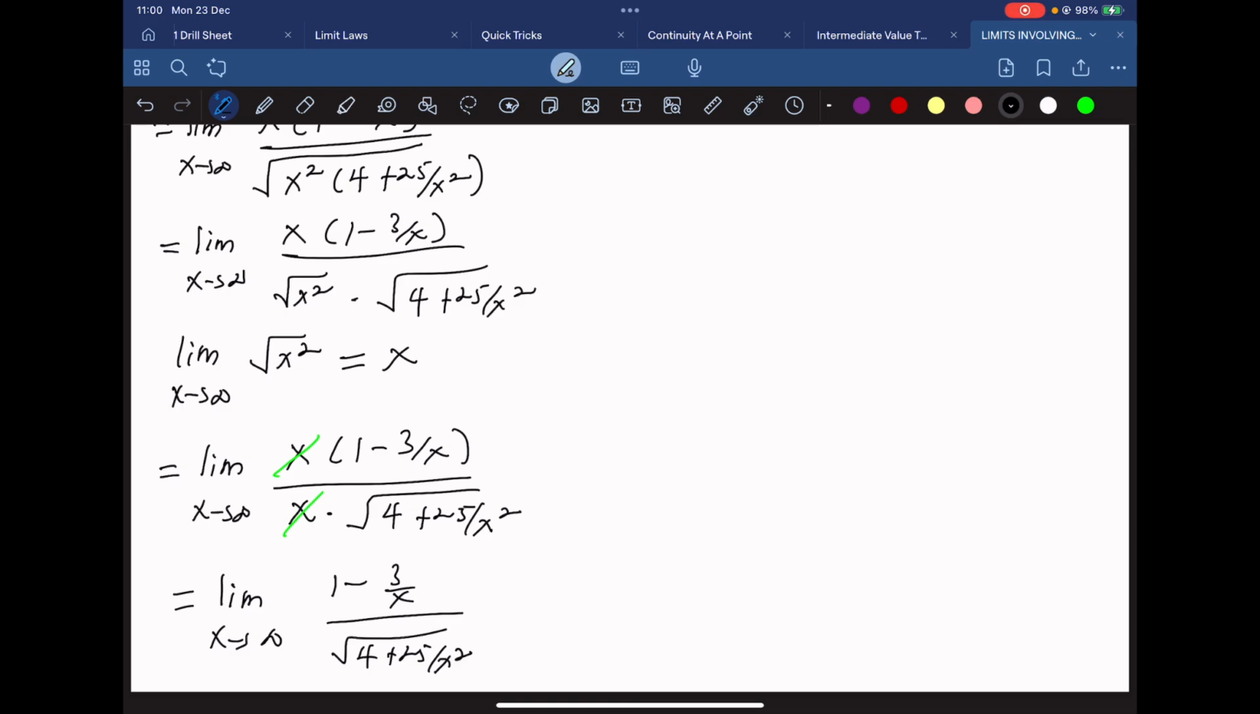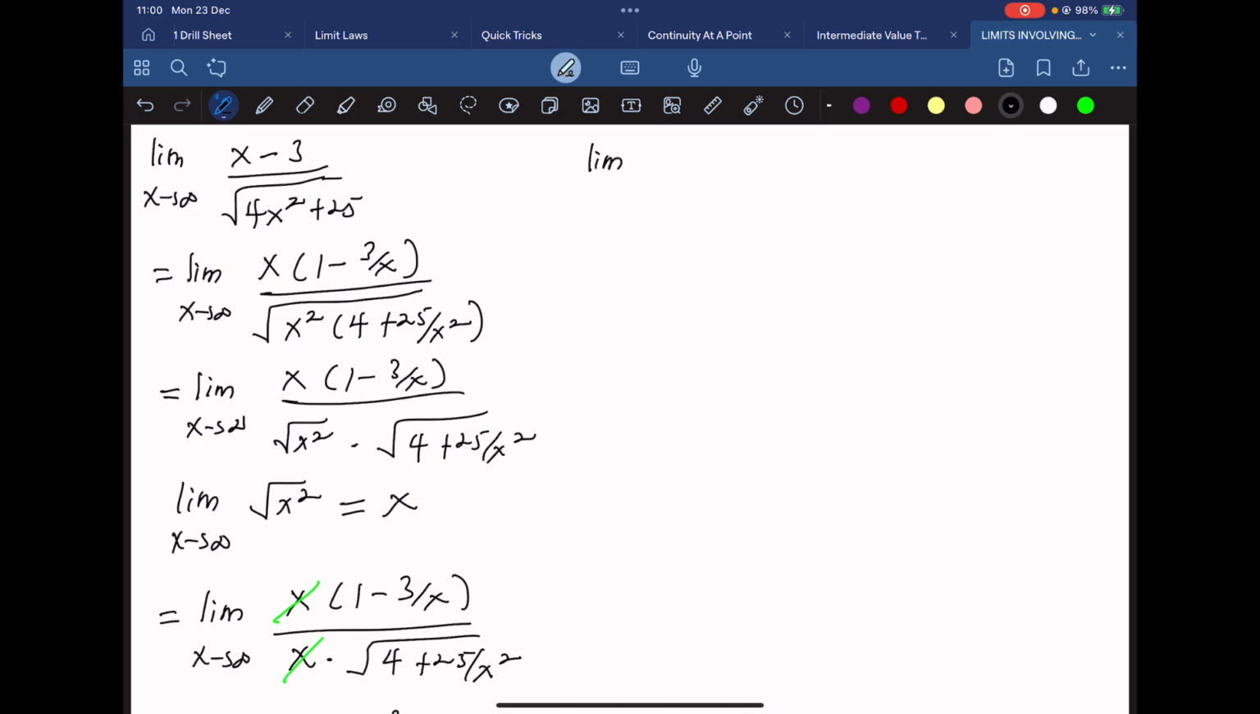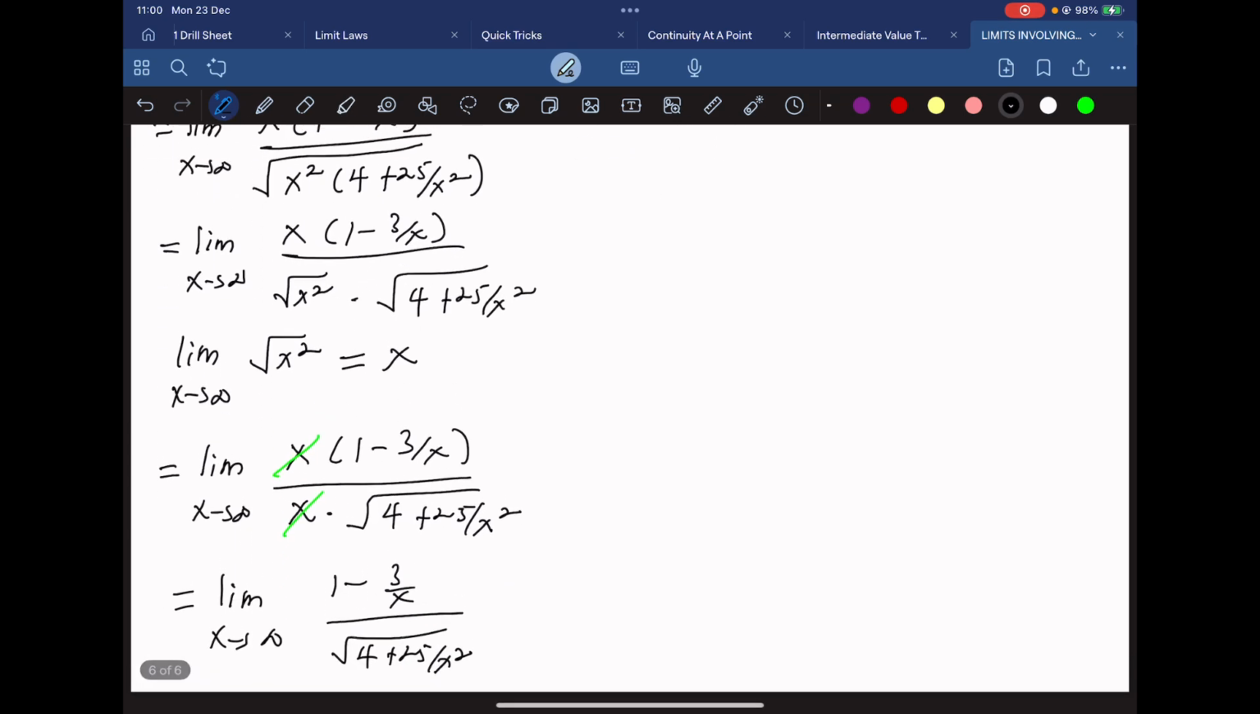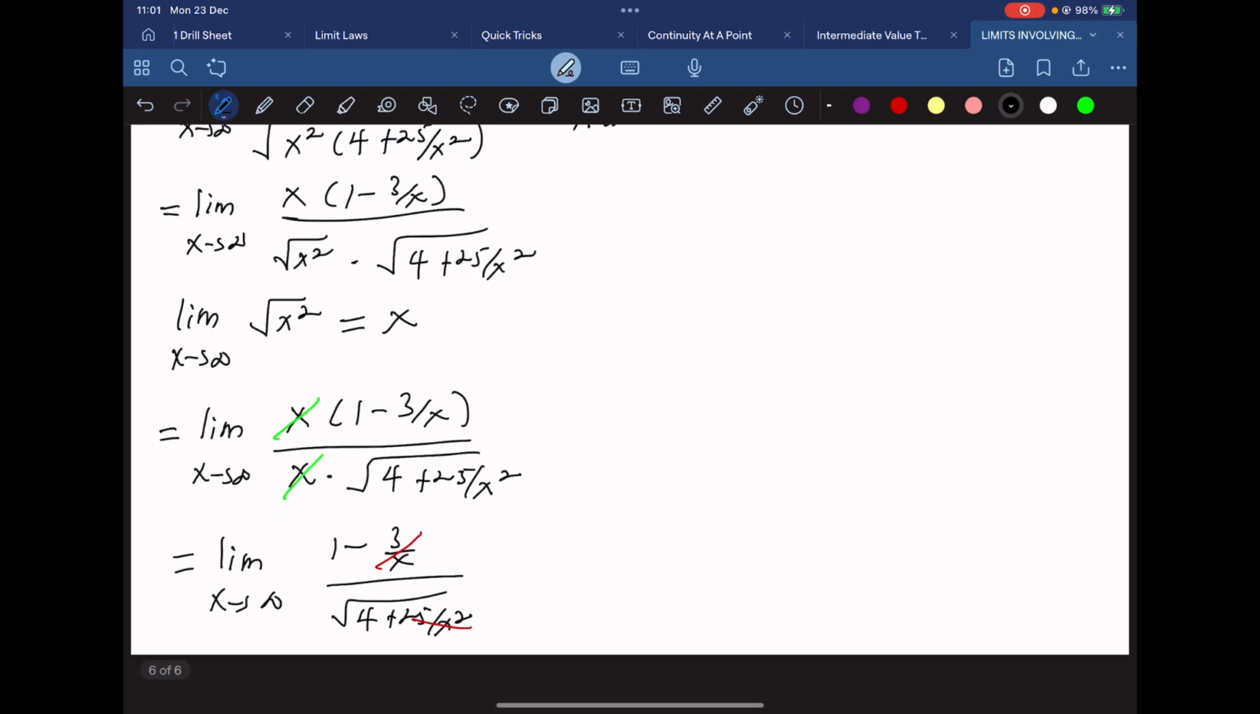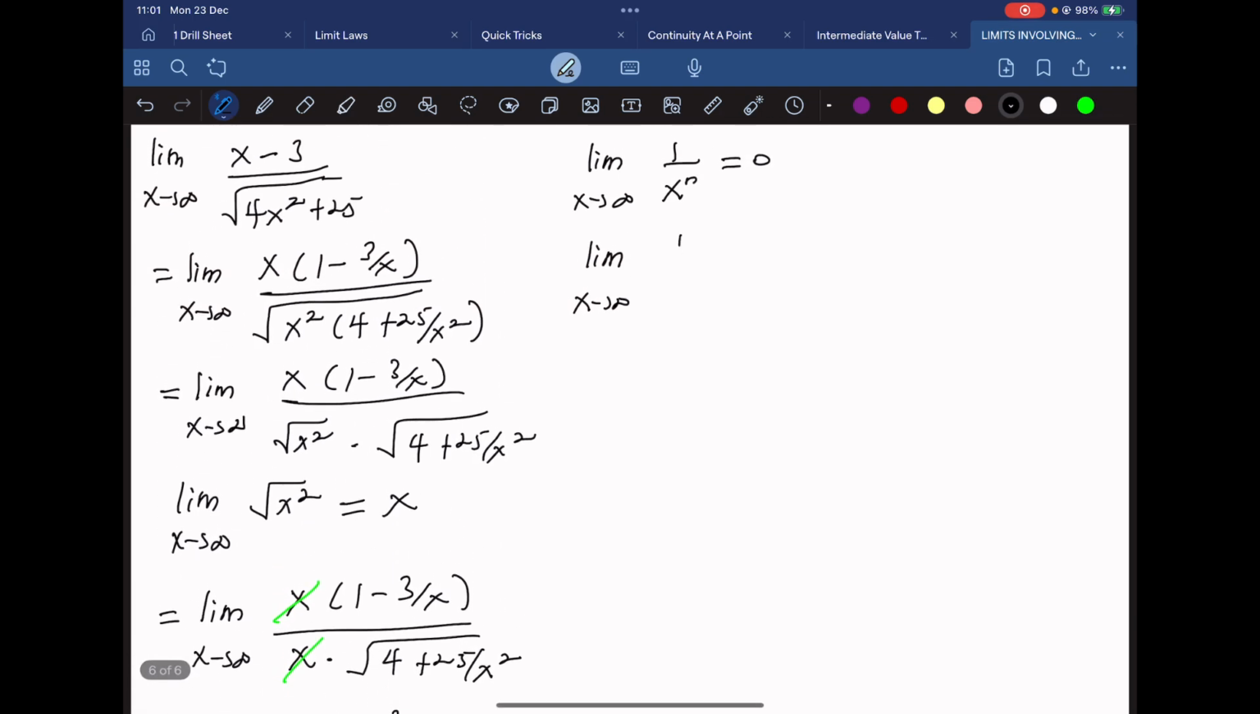Note that the limit as s approaches infinity of 1 to the exponent of xn is equal to 0. So basically, this term goes to 0, that term also goes to 0. So we have the limit as s approaches infinity of 1 over the square root of 4, and this is just 1 out of 2. So this is your answer. I hope that is also clear.